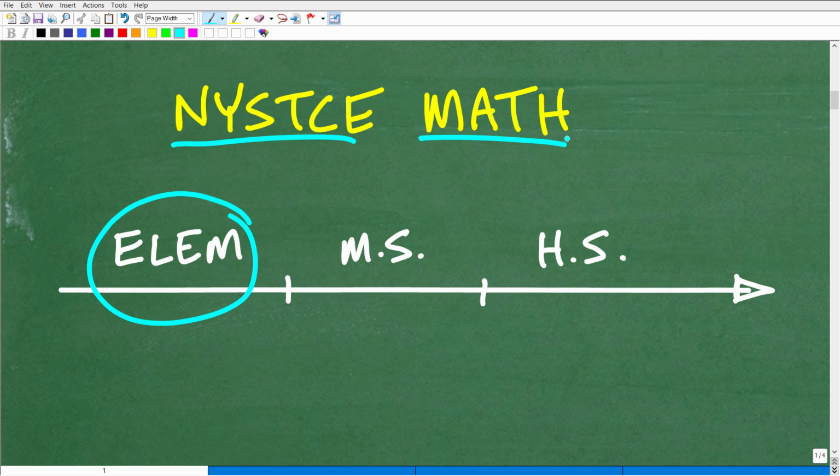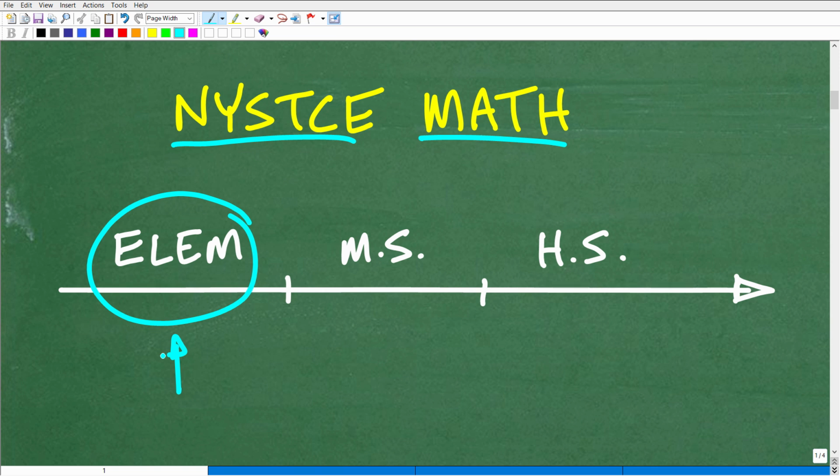Now, a common sense kind of answer would be, well, I'm going to be teaching at this level, so maybe the exam is going to have a lot of basic math: place value, decimals, fractions, basic number operations. That would make sense. You're like, well, yeah, I'm going to be teaching at the elementary level, so therefore the math on my certification exam is going to be elementary level math. Well, that is not the case.